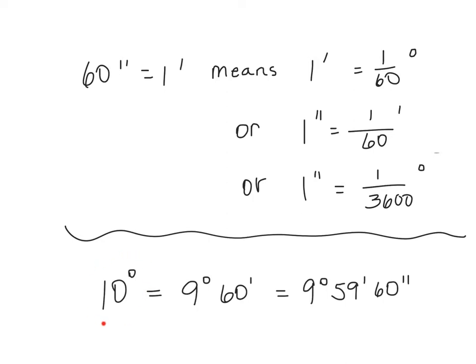We can borrow one of the degrees and make it 9 degrees, but then we still have equal to that 10 degrees, we would have 9 degrees and 60 minutes. Then we can borrow from our 60 minutes, make it 59 minutes, and we'll have 60 seconds left over. So we have 9 degrees, 59 minutes, and 60 seconds, all equal to 10 degrees.